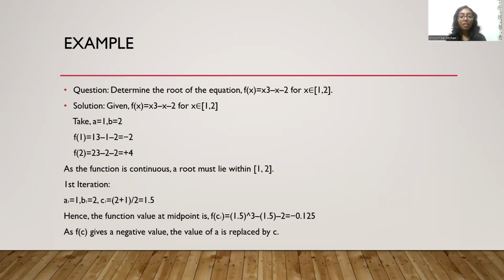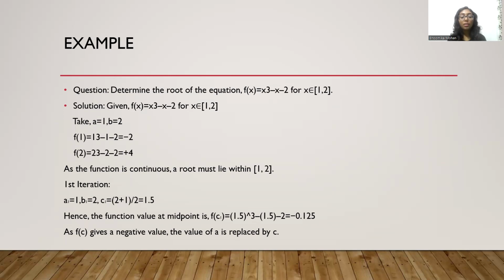For example, question. Let's determine the root of the equation f of x equal to x cube minus x minus 2 for x belongs to [1, 2]. Solution. Given f of x equal to x cube minus x minus 2 for x belongs to [1, 2], take a equal to 1, b equal to 2. f of 1 equals 1 cube minus 1 minus 2 equal to minus 2. f of 2 equals 2 cube minus 2 minus 2 equals 4. As the function is continuous, a root must lie within [1, 2].